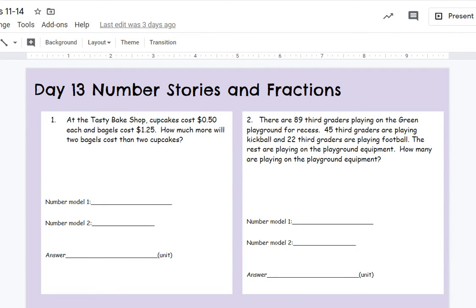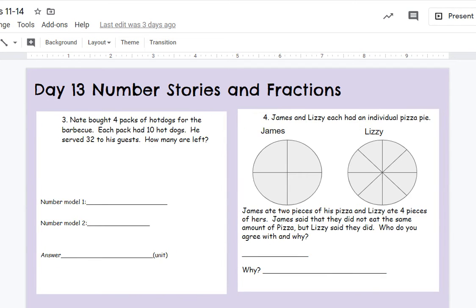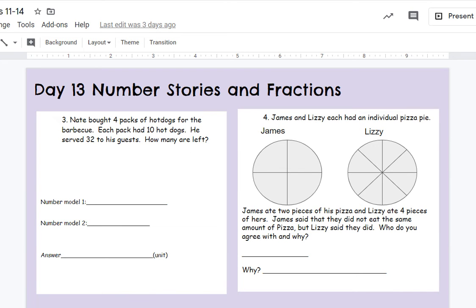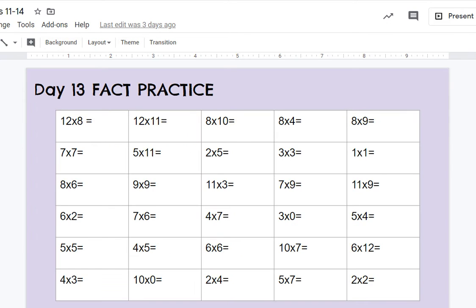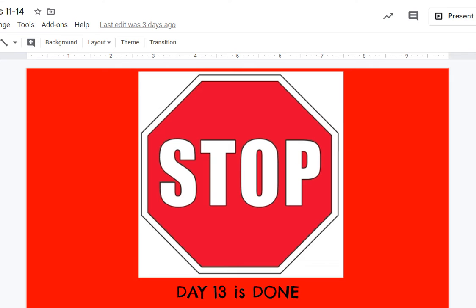In math today, we are working on our purple slides. You are going to watch this fraction and number story video, and then you're going to complete these two slides with 4 problems in total. So, just like yesterday, you'll complete those problems, and then you will do fact practice. And after that, you get your game, and then you may stop.